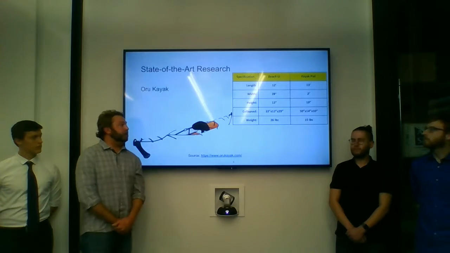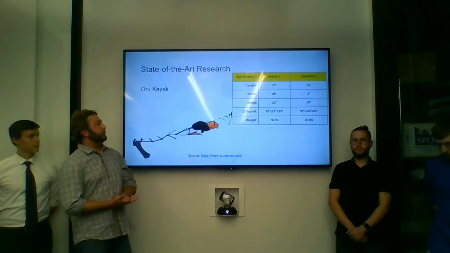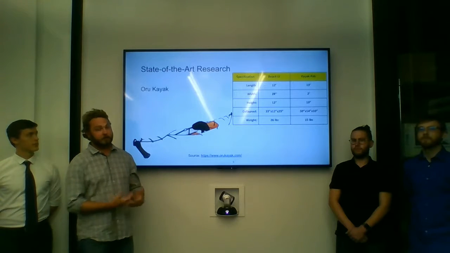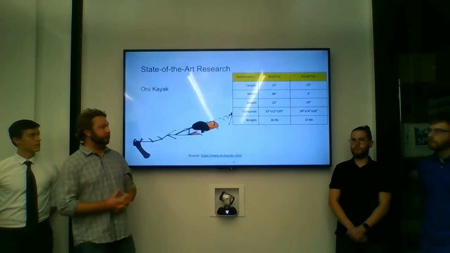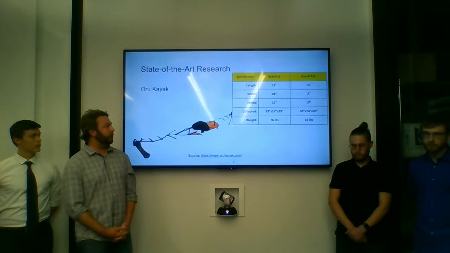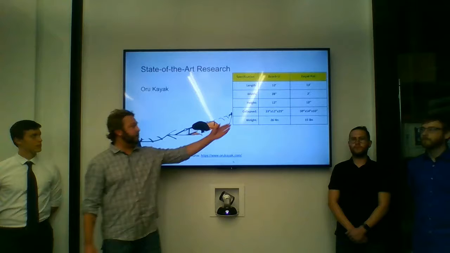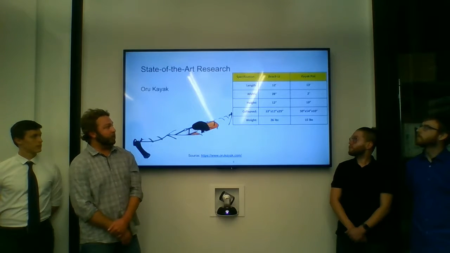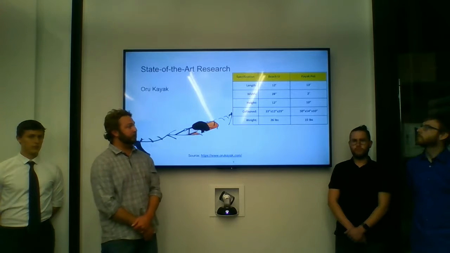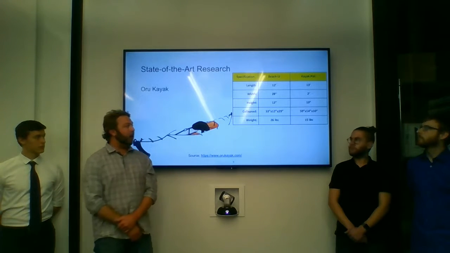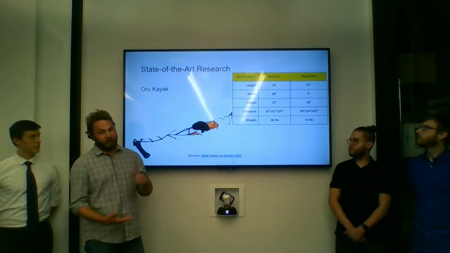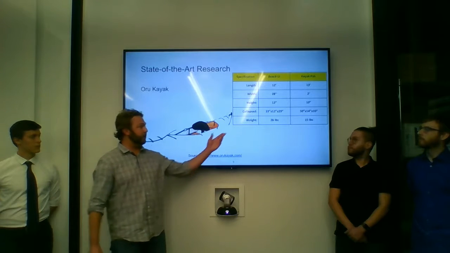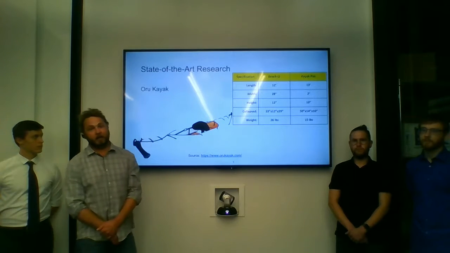Our state-of-the-art research, as I said, we had two competitors we compared ourselves to. The primary competitor we dealt with is Oru Kayak, which is a collapsible kayak. It takes an origami folding method to collapse down into a collapsed state, and this is how we compare to them. In length, we're a little bit longer. In width, we're a little bit narrower. In height, we're a little bit smaller. In collapsed state, we have an overall length that's bigger, but an actual volume that's a little smaller and much easier to carry. And in weight, we are much lighter.